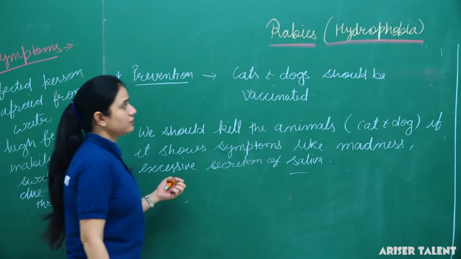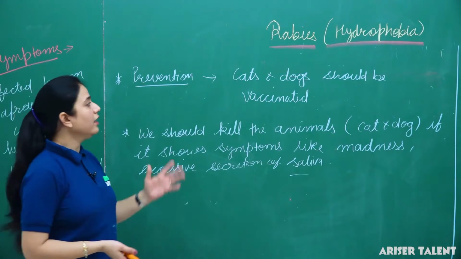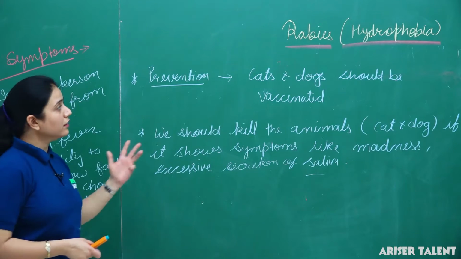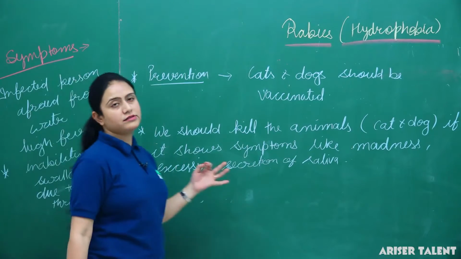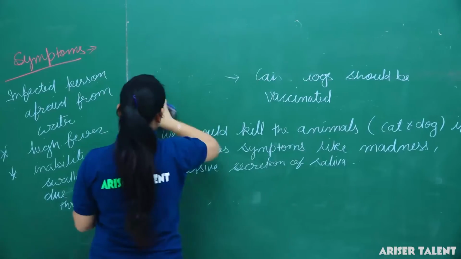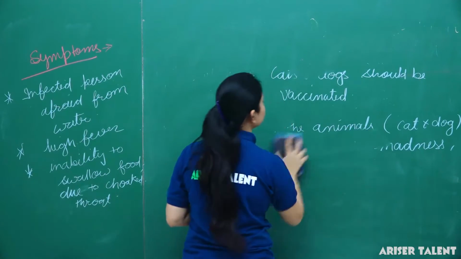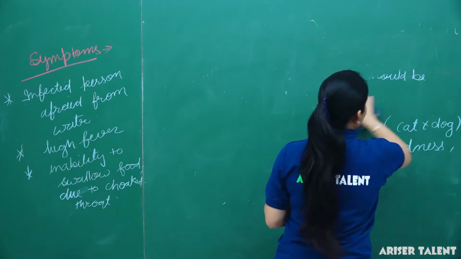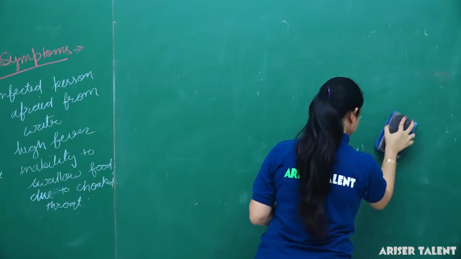Okay, so thus we studied the causes of the disease rabies, how it spreads, what the symptoms are, and how we can prevent it. Now we will discuss the next viral disease, that is AIDS. Hope you all have heard about AIDS. AIDS is a very dangerous disease because it is incurable.